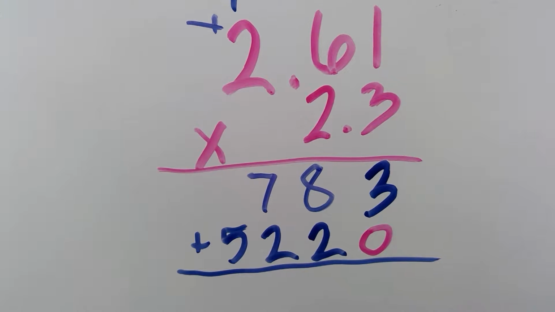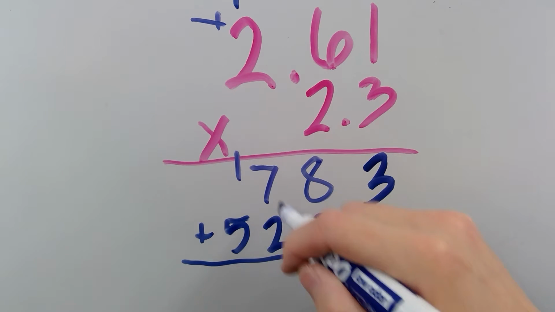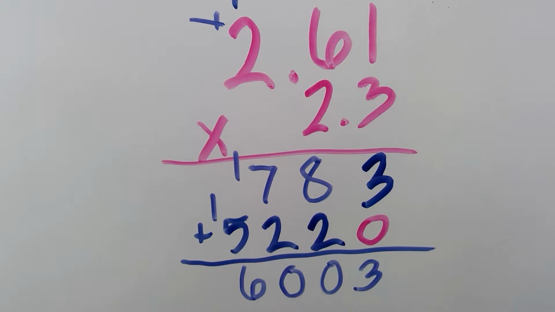I'm going to add it. 3 plus 0 is 3. 8 plus 2 is 10. 1 plus 7 is 8, plus 2 more is 10. 1 plus 5 is 6. So I get 6,003, but I have to look back, and now I have to shift in the decimal.